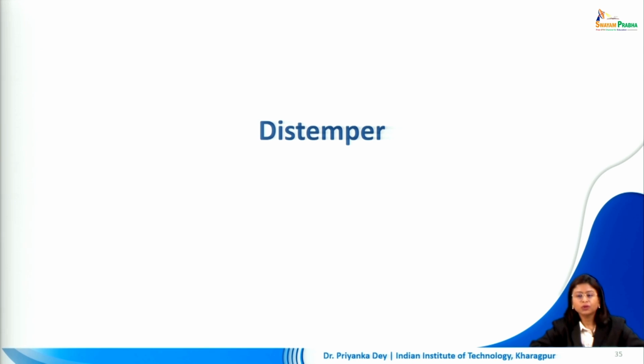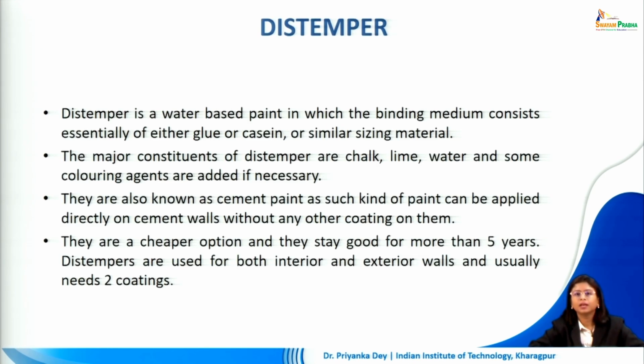So, now let's take a look at distemper. Now, distemper is a water-based paint. And in this case, the binding medium consists essentially of either glue or casein or similar sizing material. Now, the major constituents of distemper are chalk, lime, water, and of course, some coloring agent is added based on the type of pigmentation that we want in our wall.